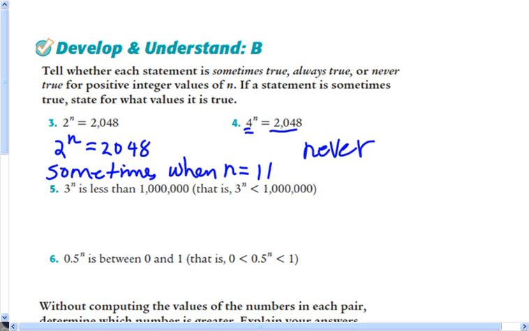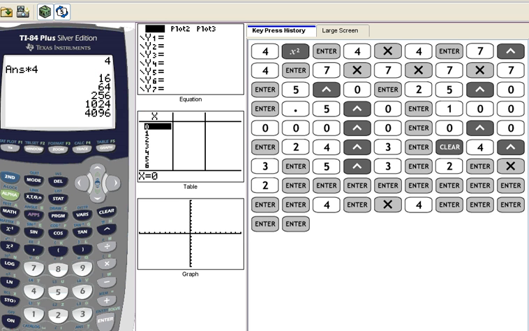So, all right. Is 3 to the n less than 1,000,000? This is the inequality that represents 3 to the n is less than 1,000,000. And we know it is for some values. I mean, if you put 3 to the first, that's equal to 3, so that's definitely less than 1,000,000. But we can use our calculator to find for how many values. Eventually, by multiplying by 3, we're going to pass 1,000,000.